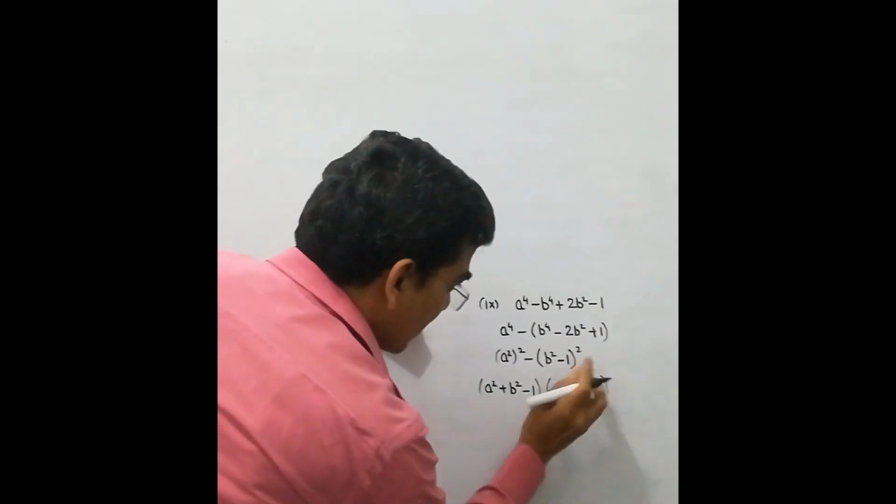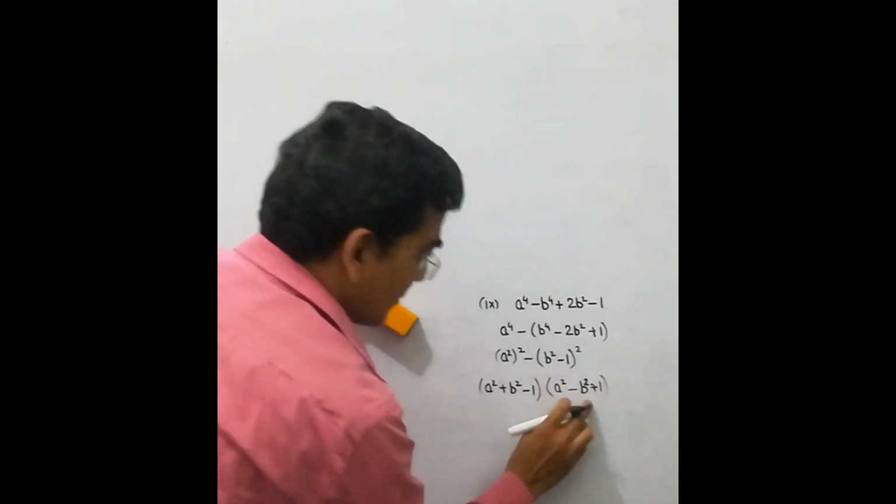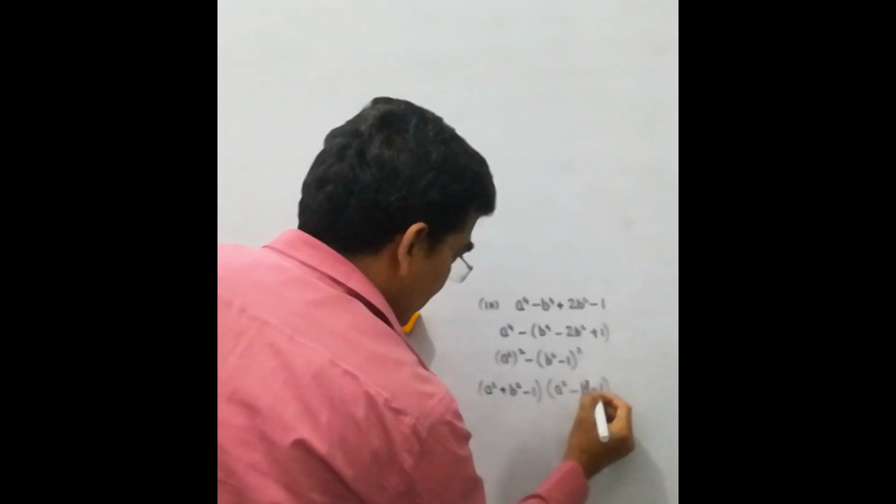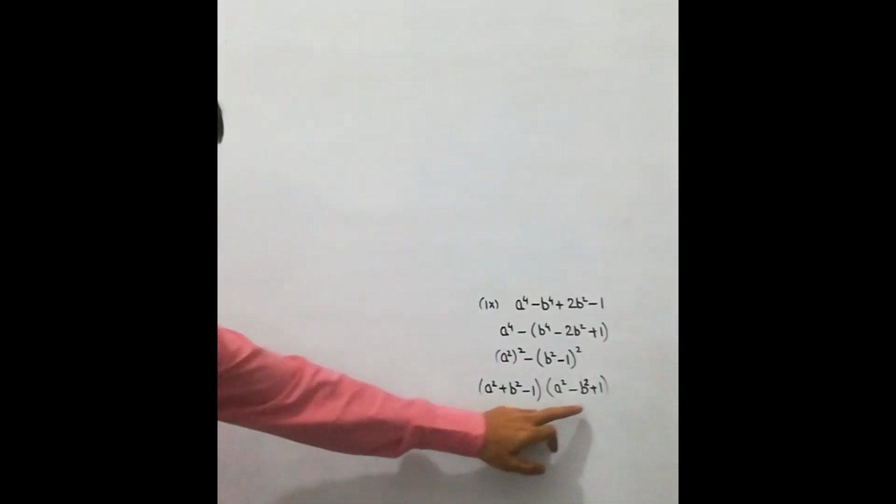Make a change over here. This should be b square plus 1. Make this change. This should be b square, not b.